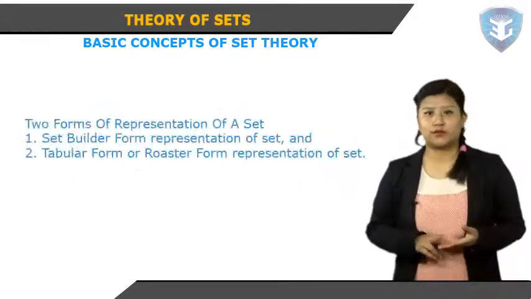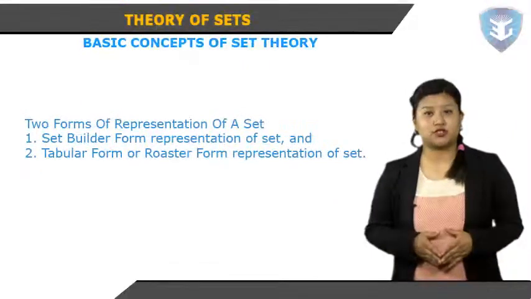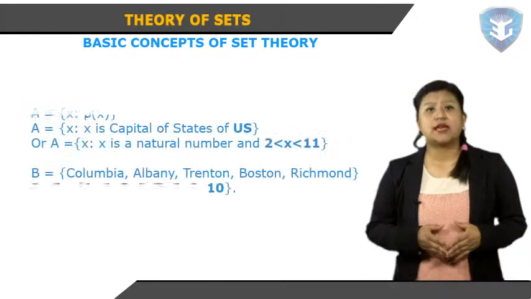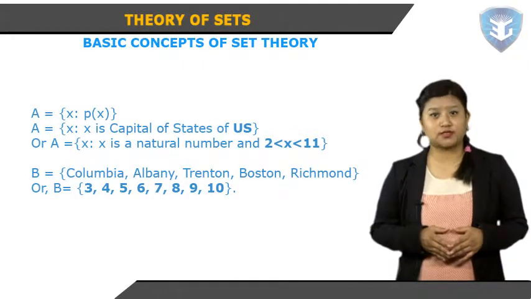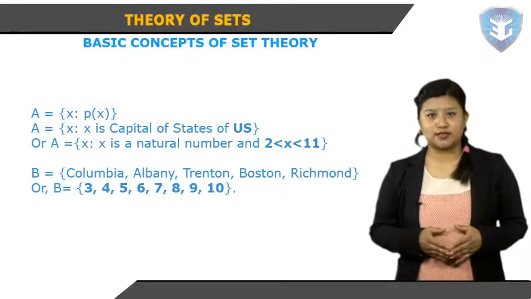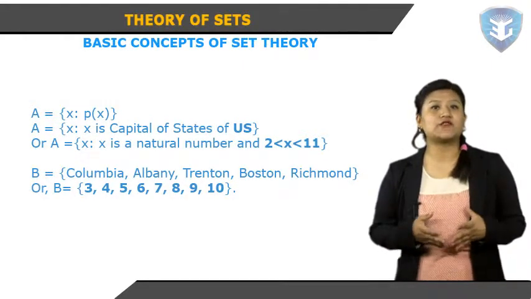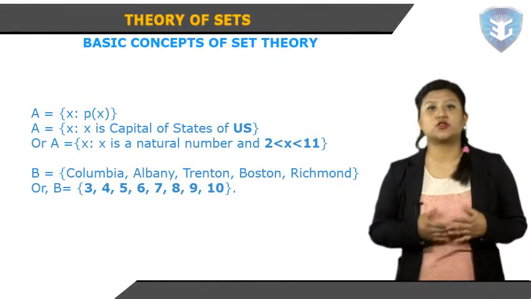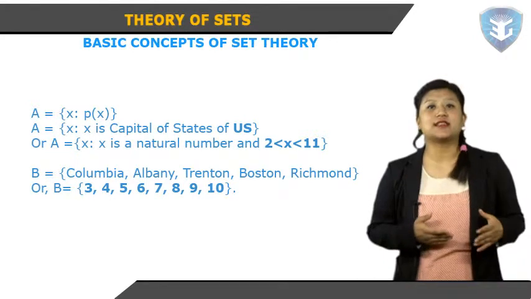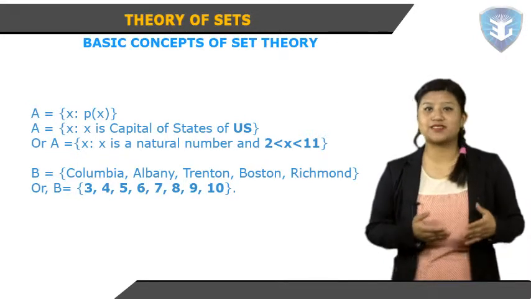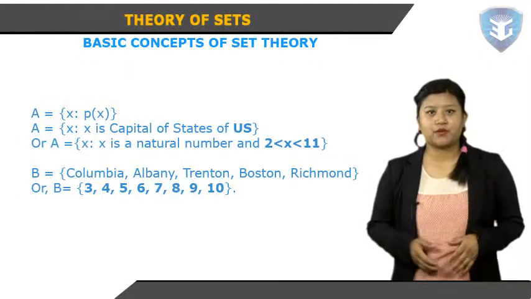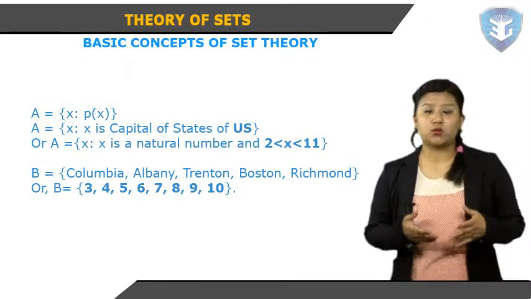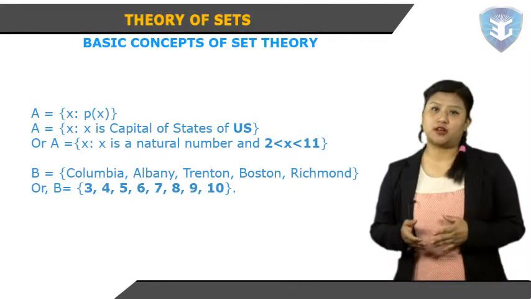There are two forms of representation of a set: set builder form and tabular form, or roster form. In the set builder form of representation of a set, we write between the braces a variable x which stands for each of the elements of the set. Then we state the properties possessed by x. We denote this property by p(x), and separate x and p(x) by a symbol or read as such that. In tabular form or roster form, the elements of the set are listed one by one within braces and separated from each other by commas.